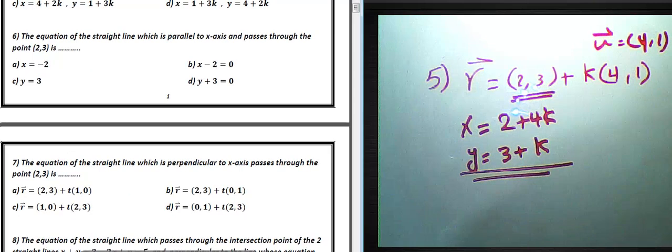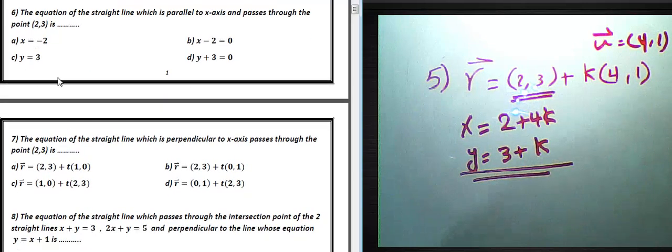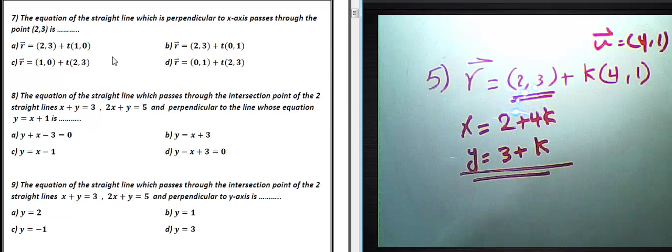Look at the next question, question number 6. The equation of the straight line which is parallel to the x-axis and passes through the point (2, 3) is. Look at this phrase, parallel to the x-axis, it means y equal a constant. Parallel to the x-axis means y equal 3. Okay, the result for question number 6 will be y equal 3.